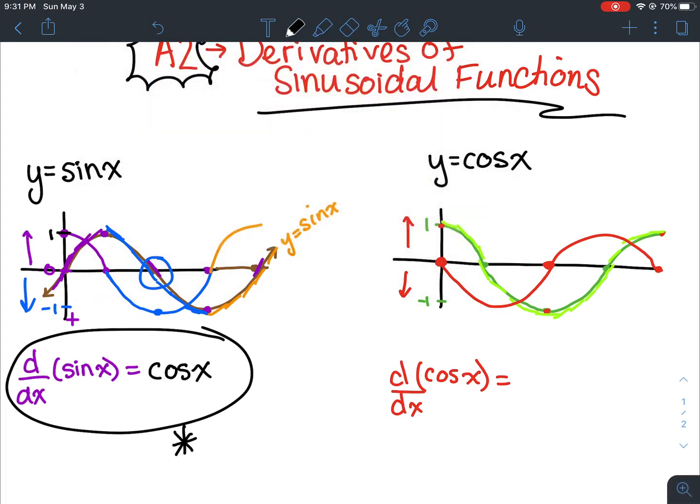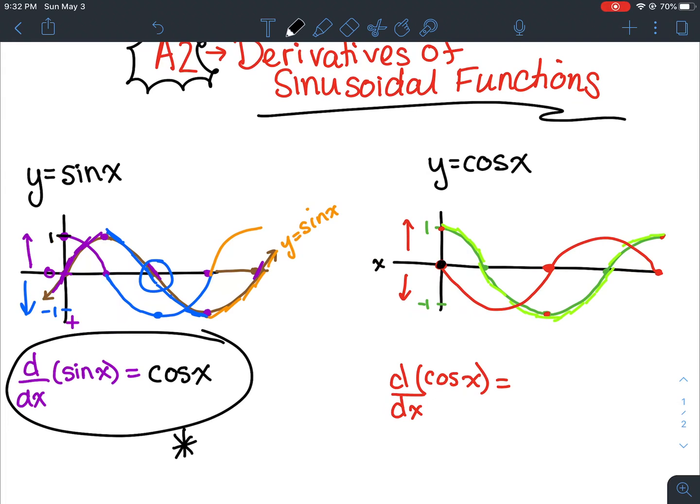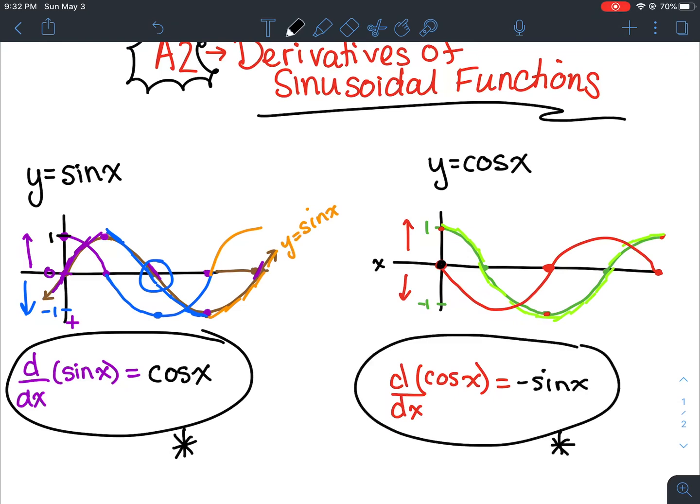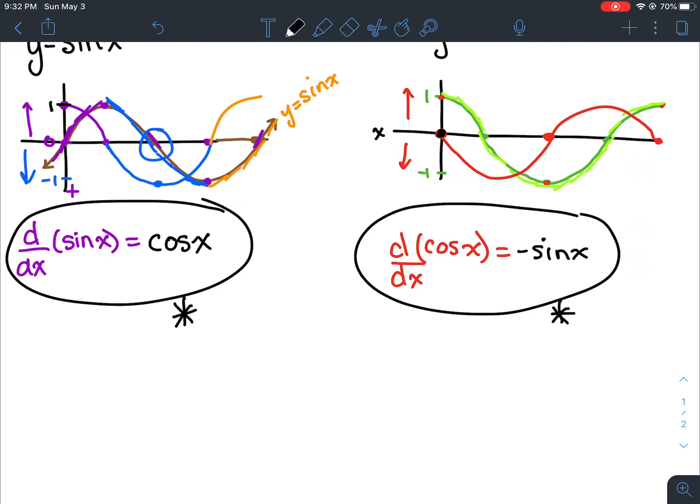Sine x usually starts at 0, 0, and then goes up to 1, back to 0, negative 1, and 0. So the red graph is actually a reflection of the sine x graph over the x-axis. So it turns out the derivative of cosx is actually negative sine x. Another thing you have to remember forever. Okay, so derivative of sine x is cosx, derivative of cosx is negative sine x.